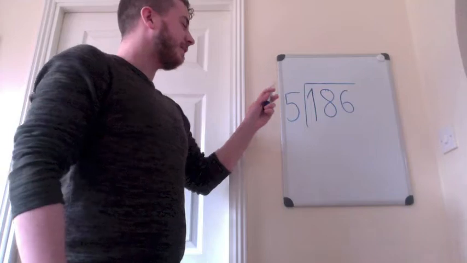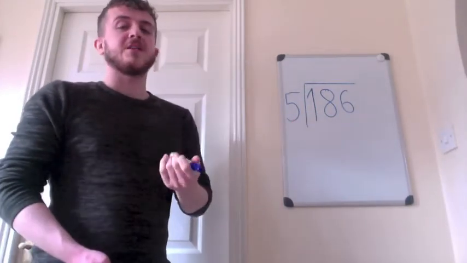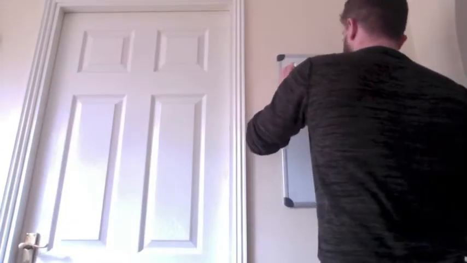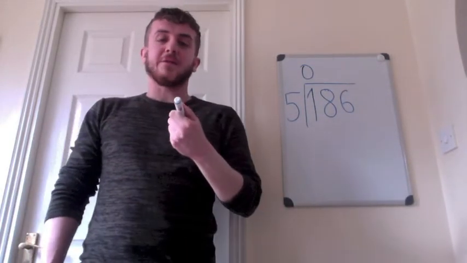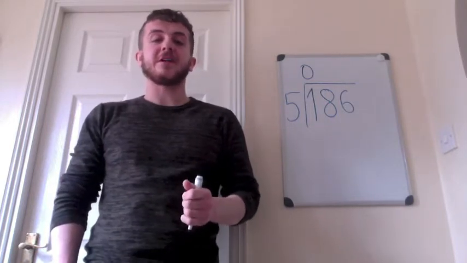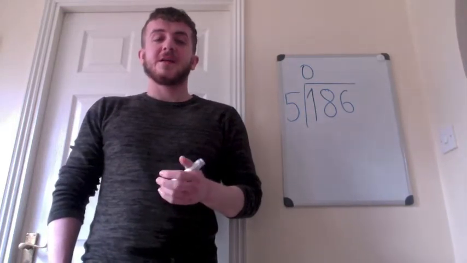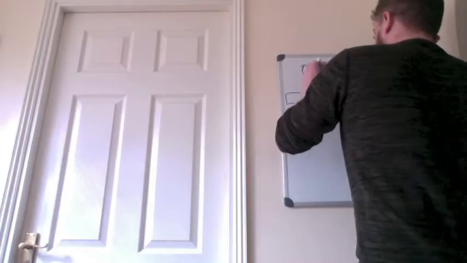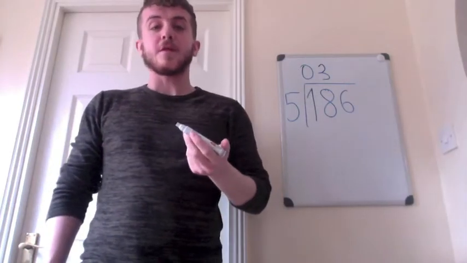So, first of all, as we always do, we're going to calculate how many 5s go into 1. We can't do that, so we'd have to put a 0 there. Next of all, we look at how many 5s go into 18. Using my knowledge of the 5 times tables, I know that 3 times 5 is 15. We have 18, so 3 times 5 is 15, and we have a remainder of 3.